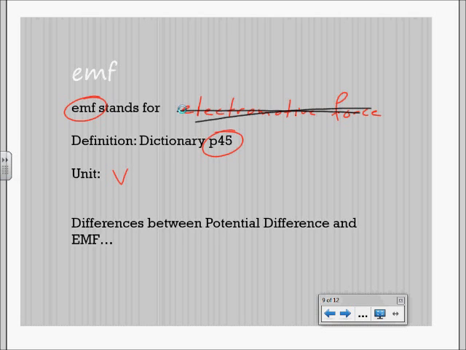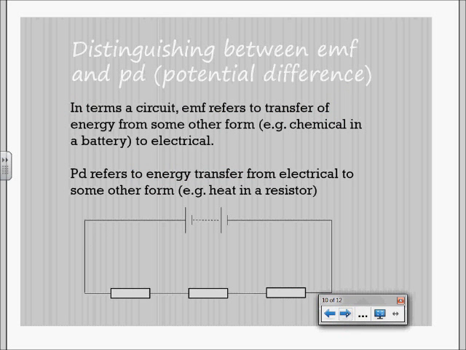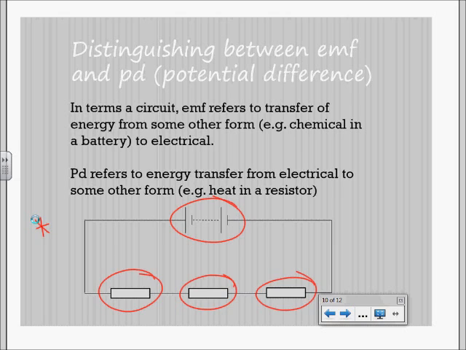The difference between potential difference and EMF: if we have a look at this circuit down the bottom here for a moment, your EMF refers to the energy source. Your potential difference refers to where the energy is being dissipated. So in terms of that previous example, the EMF of this battery might be 12 volts, but the potential differences are the voltages across those components here. You are expected to be able to describe the difference in terms of those learning outcomes.